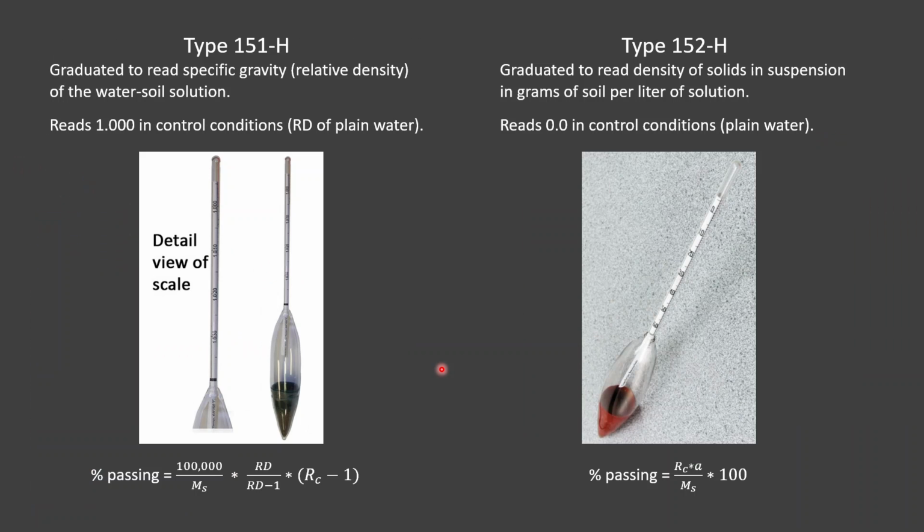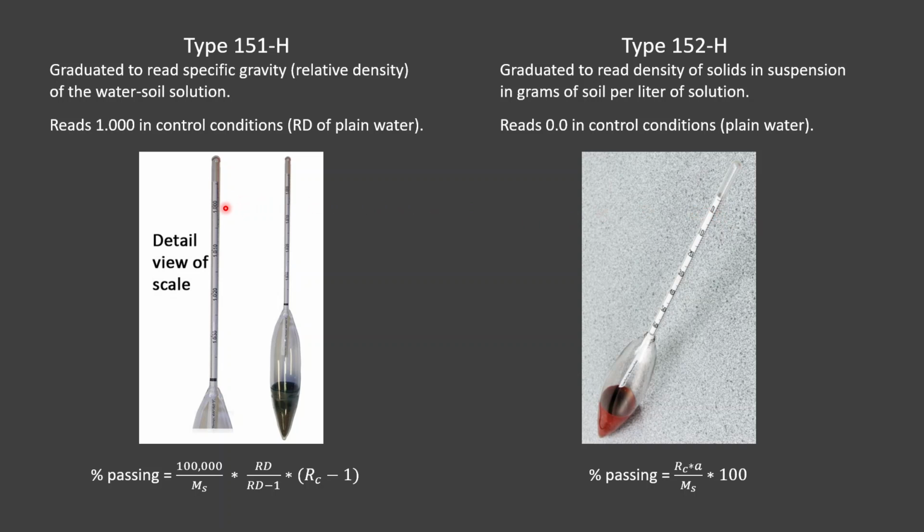So there's a key distinction here that we're going to have to be aware of when we perform this test: the type of hydrometer being used. There are two types. Both of these are ASTM standards. We have a type 151 hydrometer and a type 152 hydrometer. And the most apparent difference is how the scale is graduated. You can see here on the 151 hydrometer, this would be your initial point, or your essentially 0 point, and it reads 1.000. Whereas over here on the 152 hydrometer, your 0 point right here reads 0.